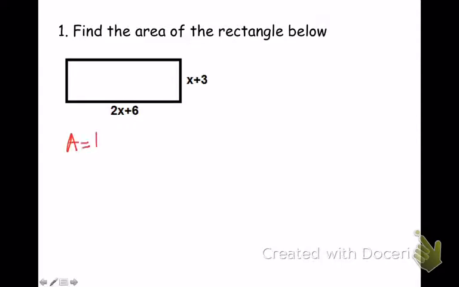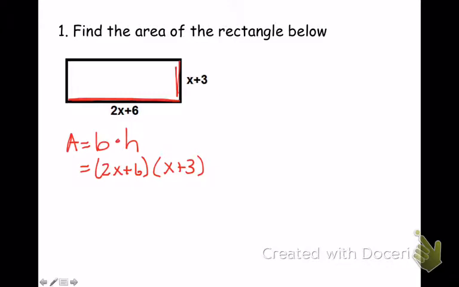Area is just base times height. The base would be this measurement. If you get them backwards, it doesn't matter. So it'd be 2x plus 6. I'm going to use parentheses because it's a binomial. The height would be this one right here, which is x plus 3. And I'm going to multiply them.